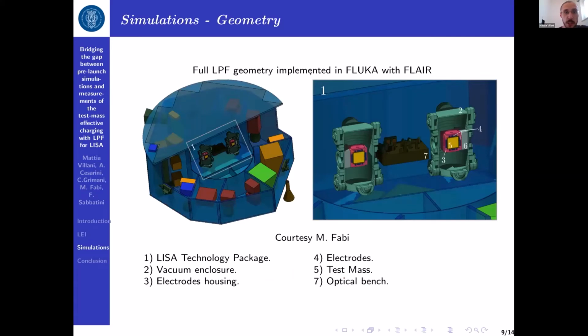The full geometry of LISA Pathfinder was implemented in FLUKA with the program FLAIR. Here is the CAD of the geometry. On the right, there is a zoom on the central region, which is the LISA technology package. Each of the two columns is a vacuum enclosure. The pink cube is the electrode housing. The blue parts are the electrodes. The yellow is the test mass, and this is the optical bench.